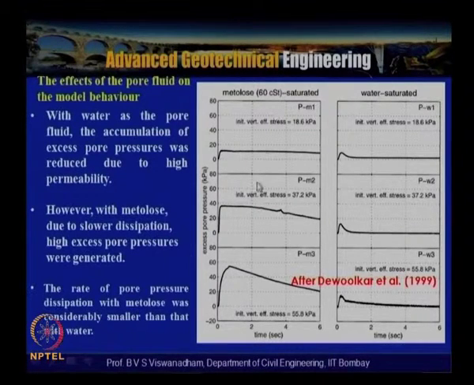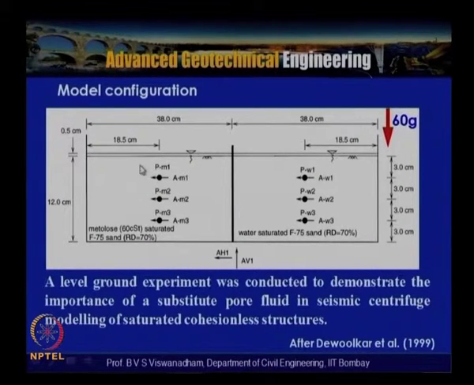In this particular figure, the pore water pressure is measured at three different points: PM1, PM2, PM3. The locations are shown once again. PM1 is at the top, PM2 is in the middle of the container, and PM3 is close to the bottom of the container. Similarly PW1, PW2, PW3 are in the water saturated pore fluid. PW2 is in the middle of the container, and PW1 and PW3 are at the top and bottom of the container.